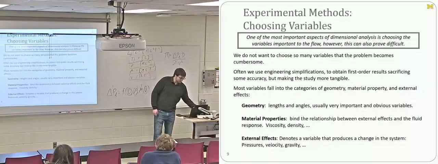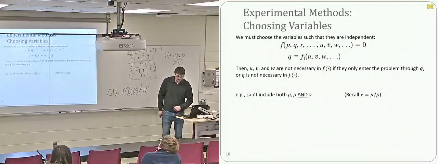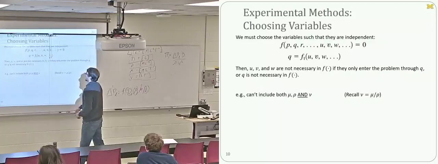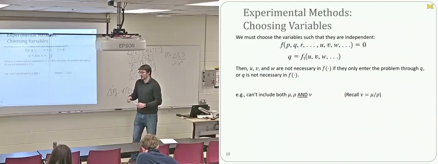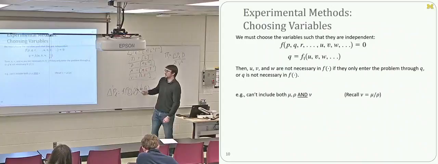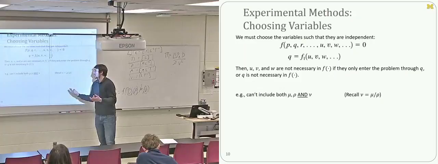Be careful. All right, the next consideration that's important is that our variables that go into the problem also all have to be independent from one another. Okay, now, the independence of these variables is a little bit different than the independence I was talking about with our repeating terms here. Independence here signifies that there's no function that allows us to compute one of these variables from the other ones.